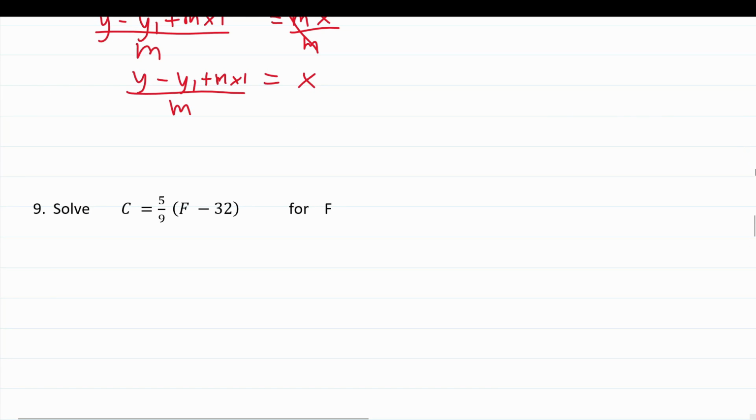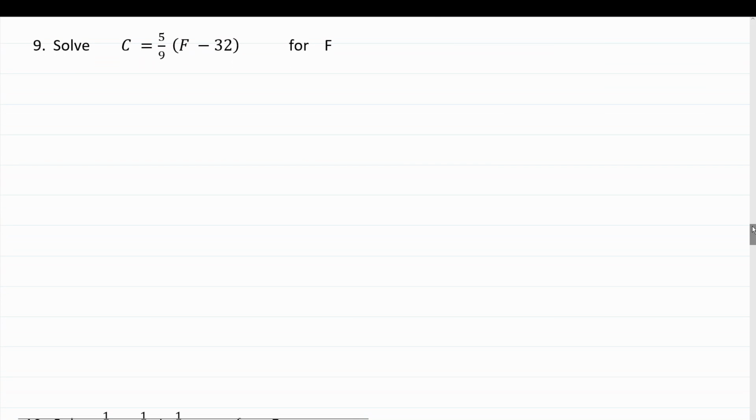All right, let's take a look at number 9 now. Number 9 says solve c equals 5/9 times f minus 32 for f. This is the formula to convert from Fahrenheit to Celsius. You don't necessarily have to memorize it for the ASVAB, but I'm just pointing out that that's what that is. Let's go ahead and copy this one down. We have c equals 5/9 times f minus 32.